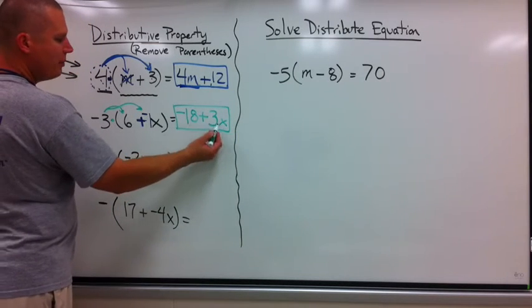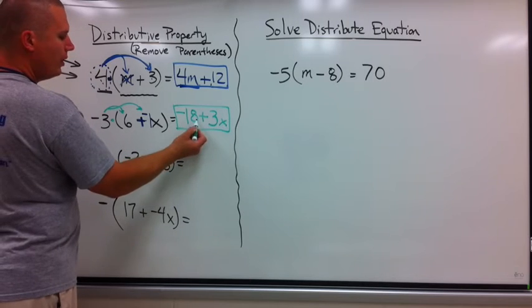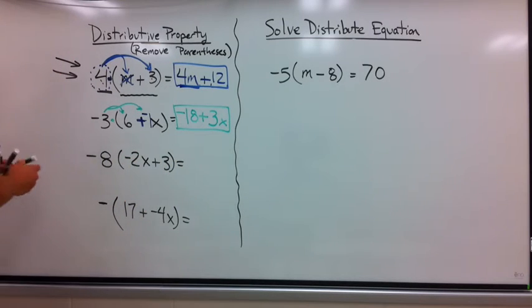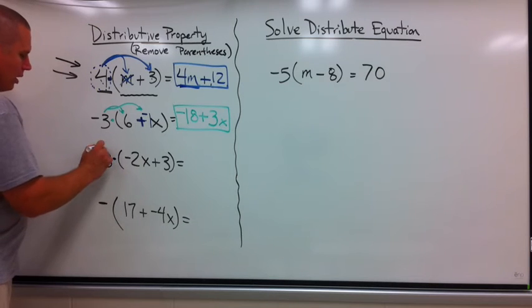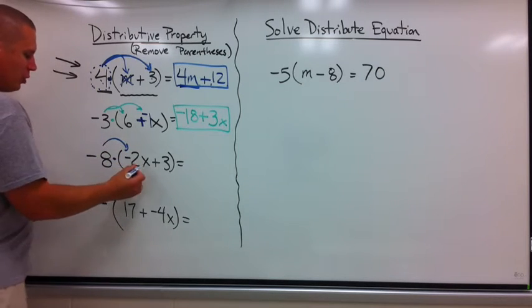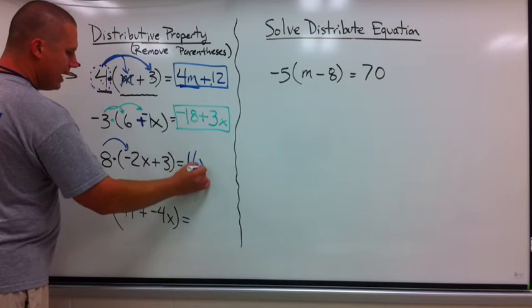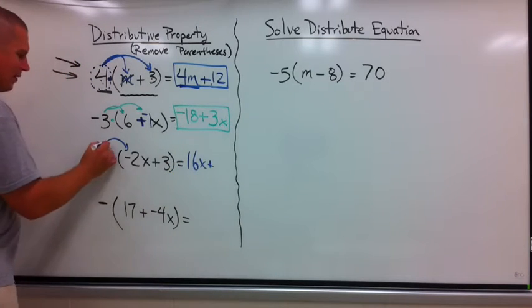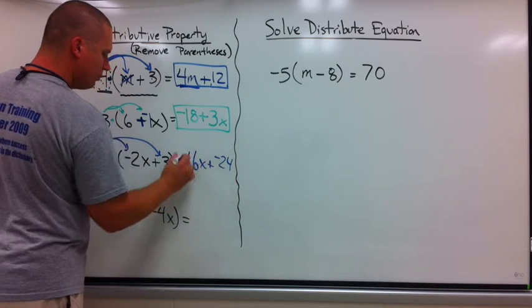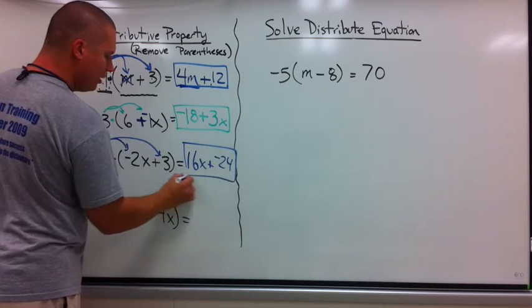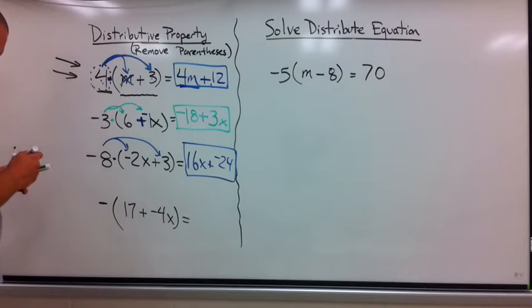I cannot combine these because one has the x variable, one does not. Let's go to the next example. Negative 8 times negative 2x is 16x. Negative 8 times 3 is negative 24. Put a box around it. That is my final response.